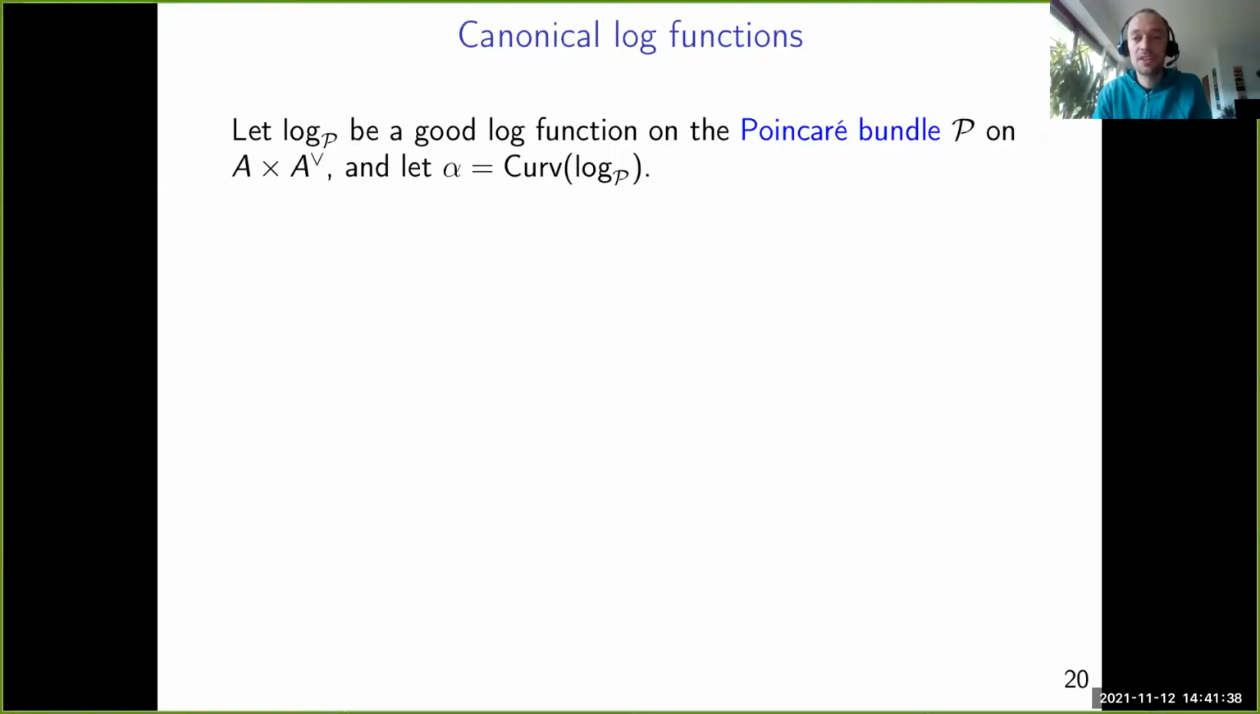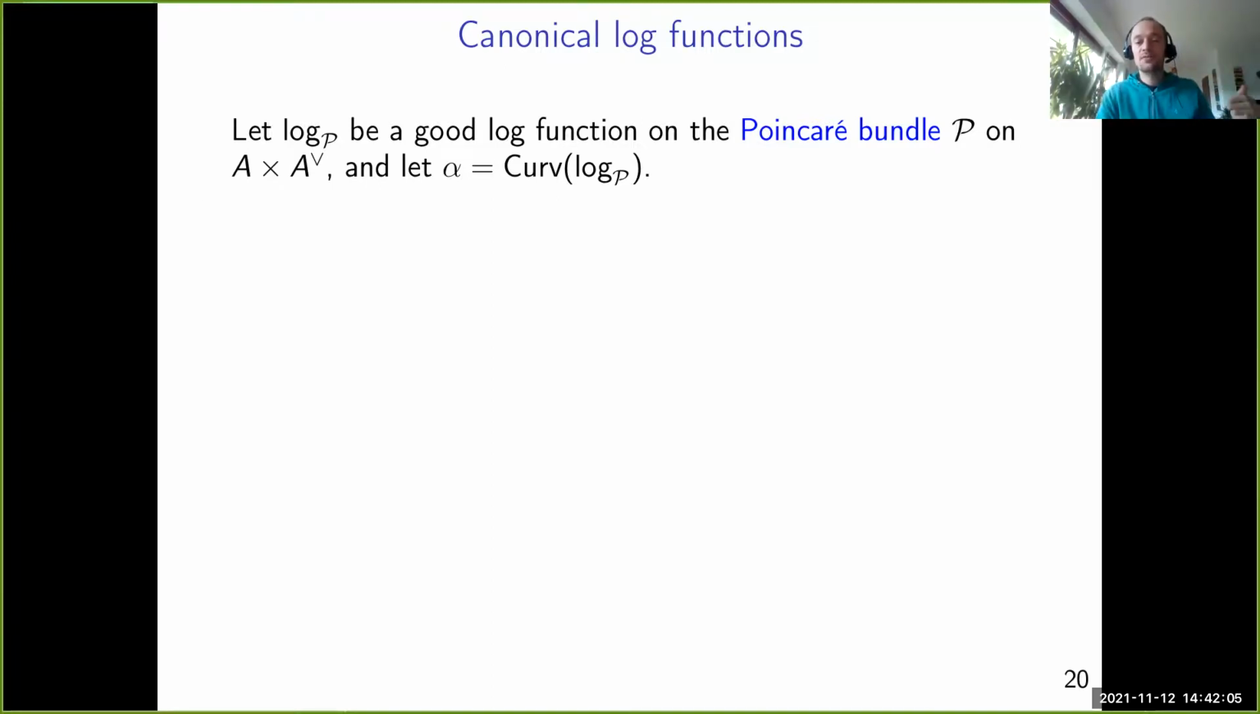So we want canonical good log functions, and we get them as follows. We look at the Poincaré bundle P on A cross A dual, suitably normalized. That is even, so we get a good log function, and we let alpha be its curvature. For every such alpha, there's a unique good log function log P having that curvature. That's what I just said on the previous slide. So we do that here.